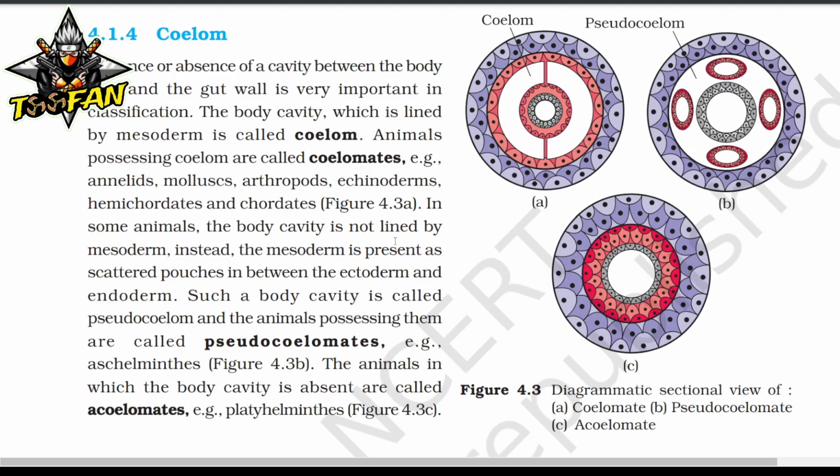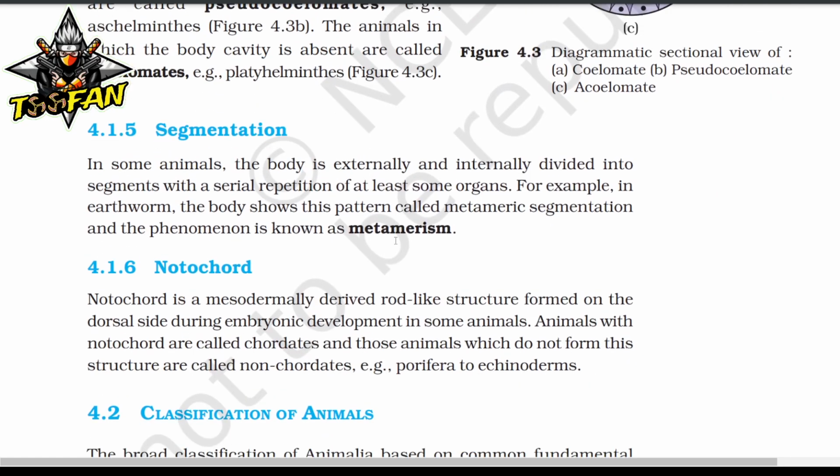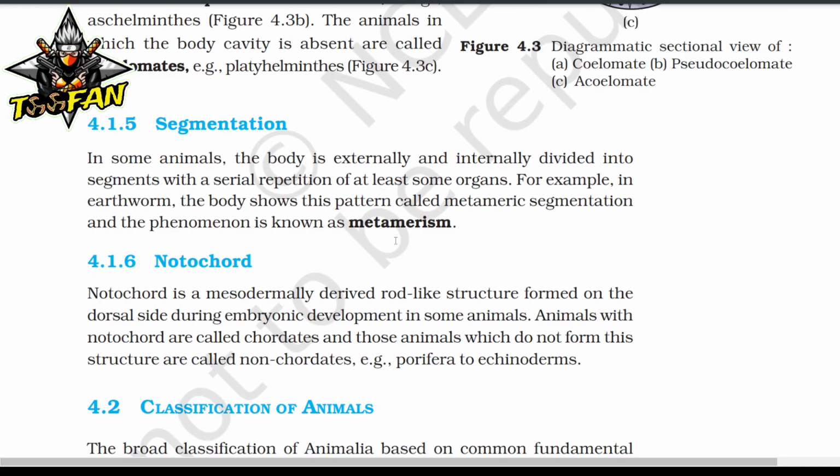Example, Platyhelminthes. Now, segmentation. In some animals, the body is externally and internally divided into segments with a serial repetition of at least some organs. For example, in earthworm, the body shows this pattern called metameric segmentation, and the phenomenon is called metamerism.